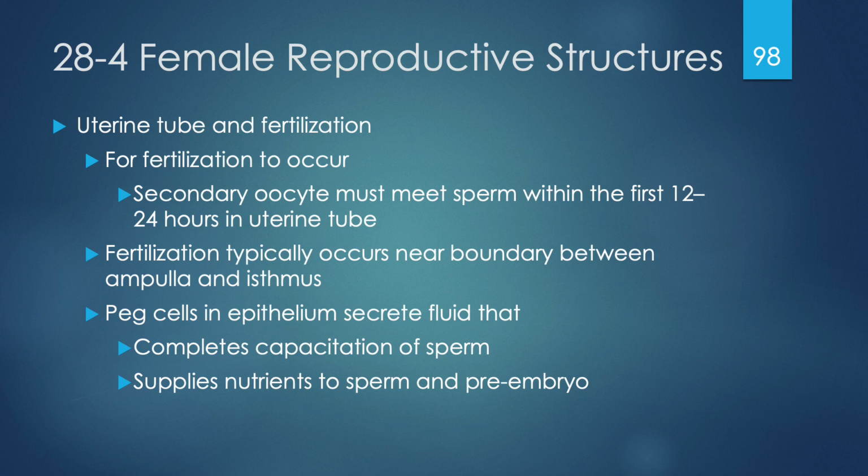So within the epithelium of the uterine tube, we also have something called PEG cells. And PEG cells are there to secrete fluid that does two different things. It supplies nutrients to the sperm and the pre-embryo, and it also helps to complete capacitation of sperm.